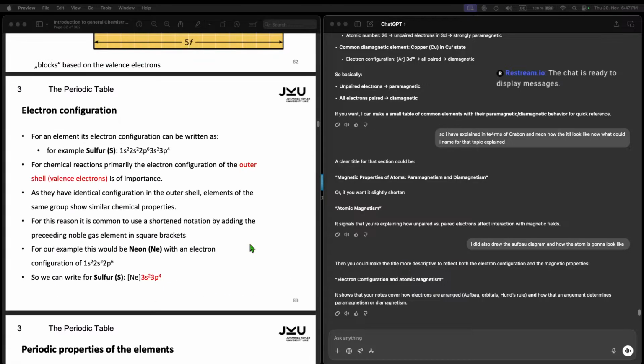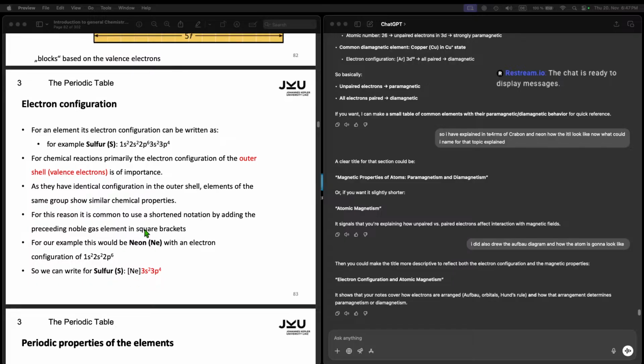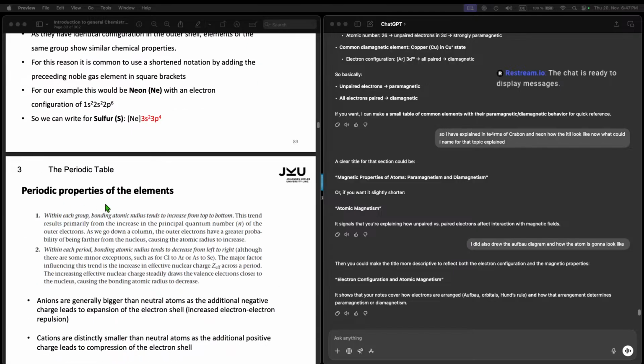For chemical reactions, primarily the electron configuration of the outer shell, the valence electrons, is of importance. As they have identical configuration in the outer shell, elements of the same group show similar chemical properties. For this reason, it is common to use shortenings by adding the preceding noble gas element in square brackets. For example, this would be neon with an electron configuration. Sulfur, we could write it in this way. Yes, that makes sense.